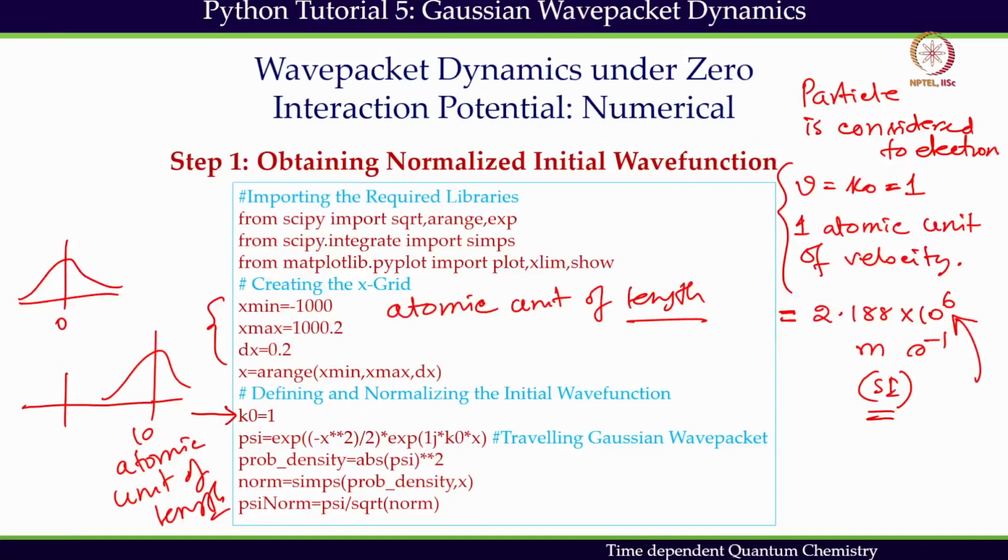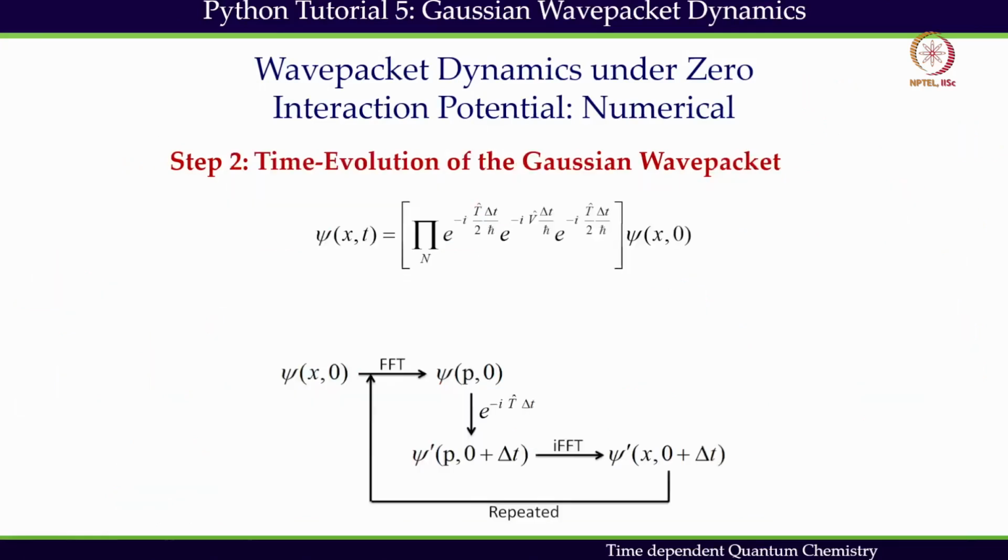The remaining part, whatever we have written in the program, is equivalent to the way we have learned normalization, how to normalize a discretized wave function. This is a discretized wave function representation, and we are normalizing it. First we have to normalize the initial wave function, and then we have to propagate it. The propagation part we will look at in the next session.